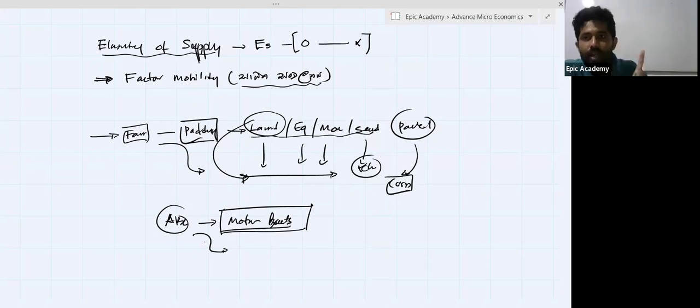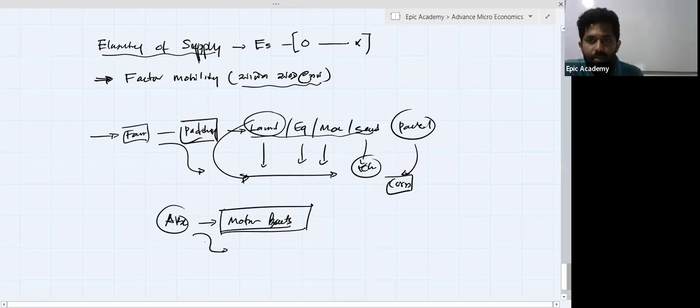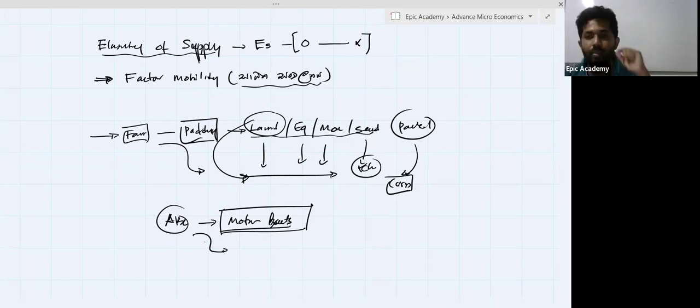So in this kind of situation, we cannot change the factors. There is no factor mobility, something like in industry. There's no factor mobility in the service.